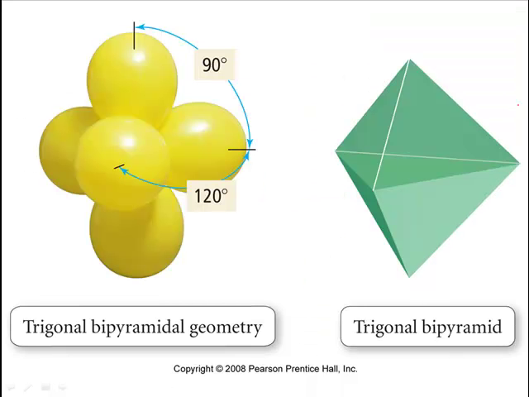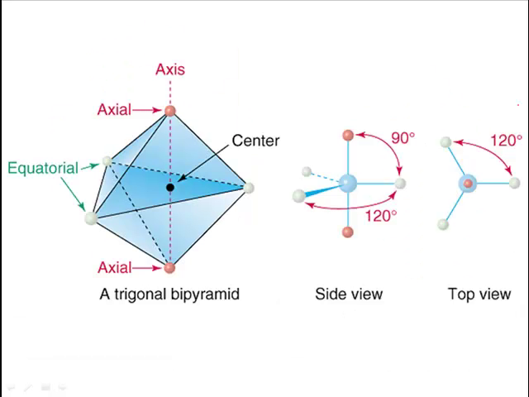The geometry here looks more like this with the balloons. Okay, you've got 3 around and 2 on top and bottom. And there's the three-dimensional trigonal bipyramidal shape. Here's what it looks like and how the molecule looks based on that view. From the top, it does not look much different than trigonal pyramid, but you can see you have 2 that are 180 degrees apart from one another.